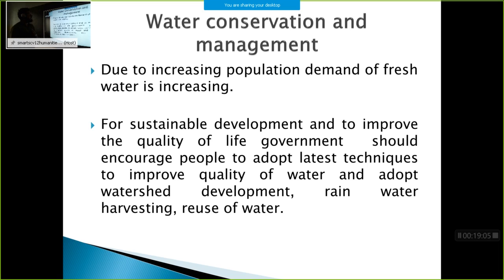Due to increasing population, demand of fresh water is increasing. For sustainable development and to improve the quality of life, government should encourage people to adopt the latest techniques to improve quality of water and adopt watershed development, rainwater harvesting and reuse of water. So these three techniques, that is watershed development, rainwater harvesting and reuse of water, can be used by people to conserve the water, to safeguard the water.